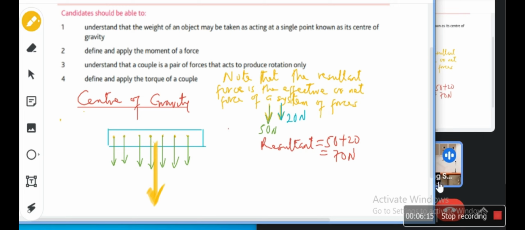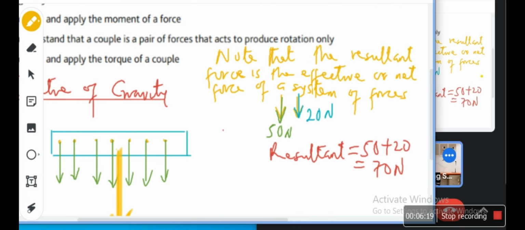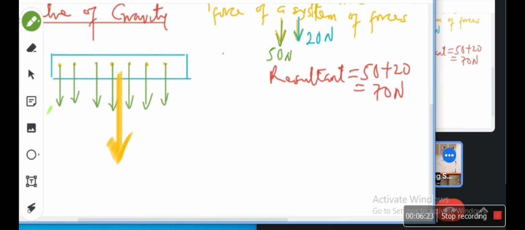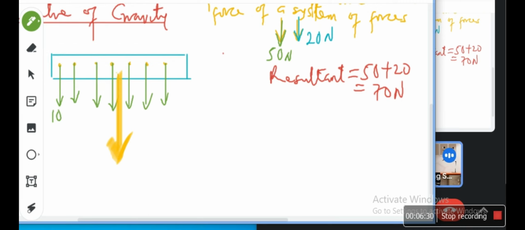So, in simple terms, I can use some values. If this is 10 Newton, this is too much. I have to reduce this. This is 10 Newton, this is 20, this is, for illustration, this is 4, this is 5, this is 2, this is 3 Newton. What's the resultant force of all of these forces?